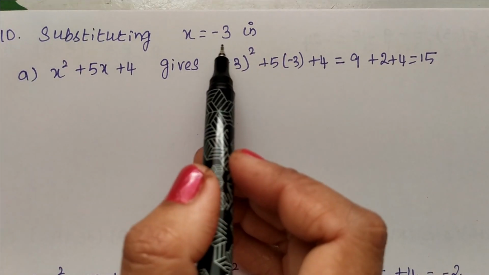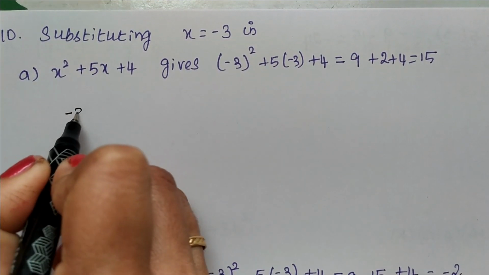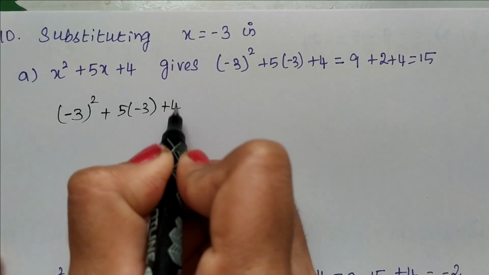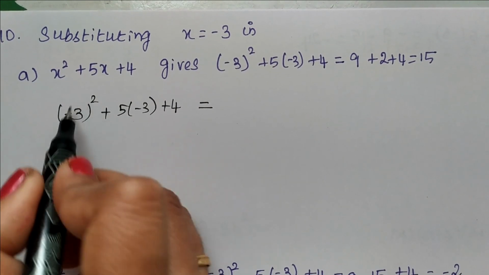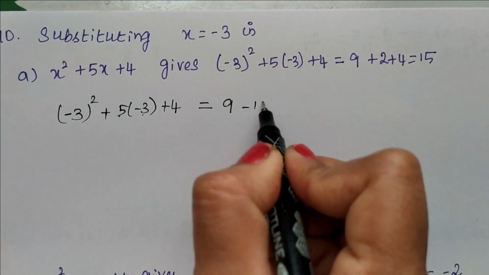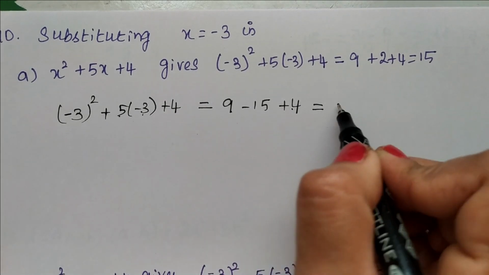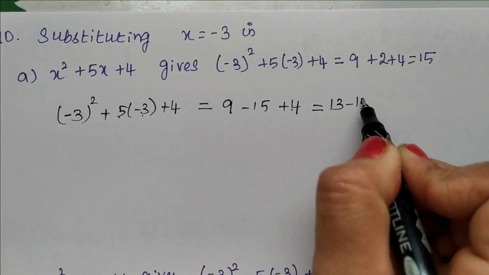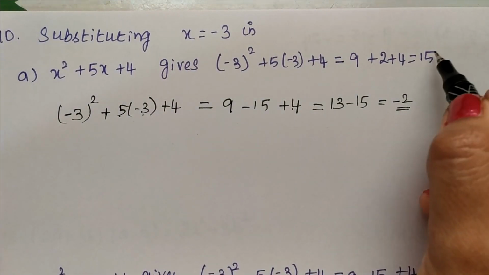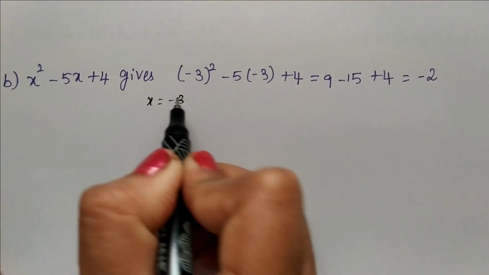Next, substituting x equal to minus 3. So we have to substitute x equal to minus 3. So minus 3 square plus 5 into minus 3 plus 4 gives 3 square is 9. 5 into 3 is 15 plus into minus is minus. Minus 15 plus 4 equal to 9 plus 4 is 13 minus 15 equal to minus 2. The answer is minus 2. So this is wrong.